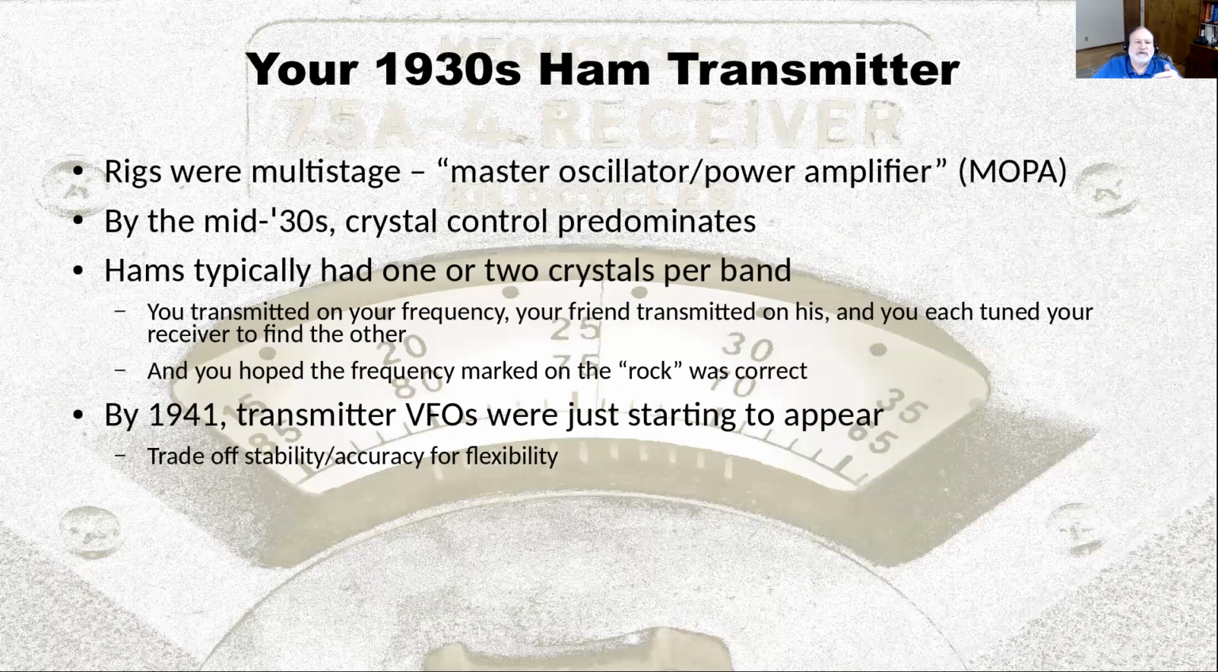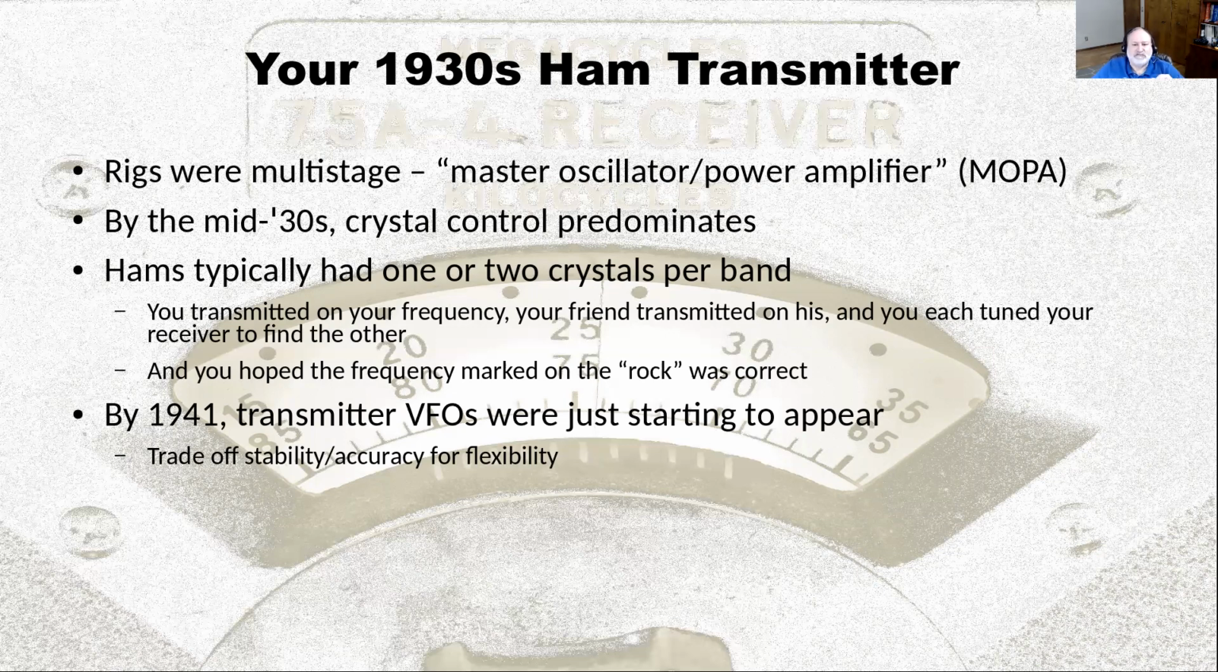At the beginning of the 30s, we were still typically using LC circuits, but by the mid 30s, every well-equipped ham station had a crystal control transmitter. And if you didn't, the ARRL was looking down its nose at you a little bit. And we've already mentioned, hams typically had one or two crystals per band.